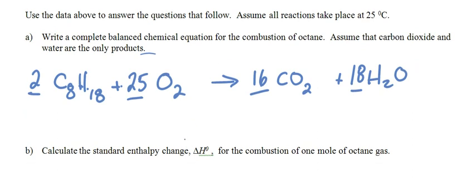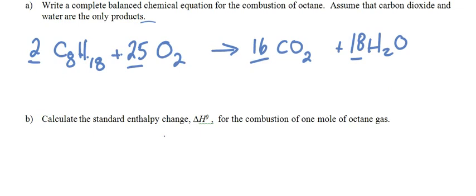Let's look at part B. Calculate the standard enthalpy change. So again, we're looking at delta H, and it will be the sum of the products minus the sum of the reactants. Okay, do I have enough room to do it? Yeah. So here's our reaction, so here's our products, and here's our reactants, and we do want to use the balanced equation to answer this.